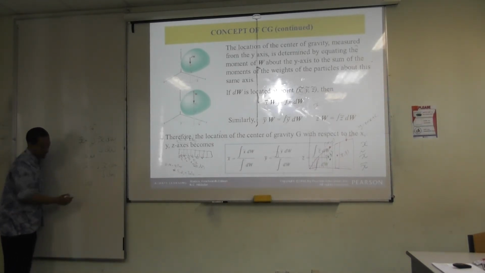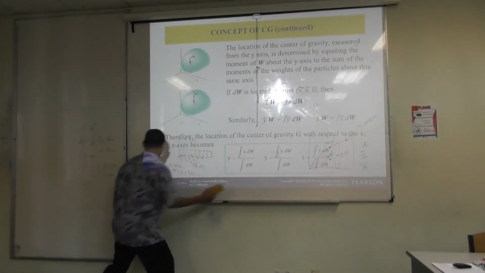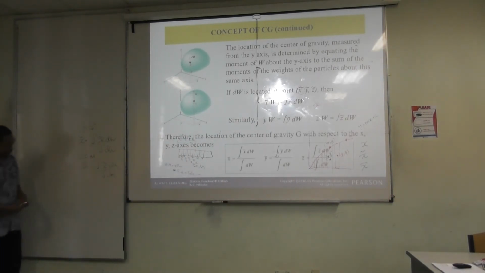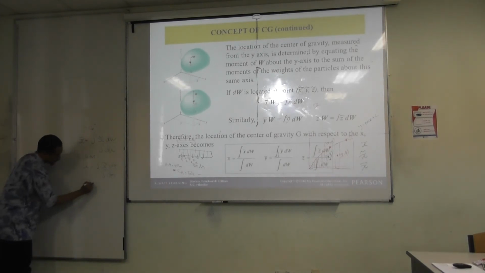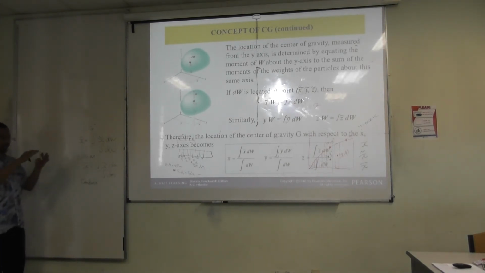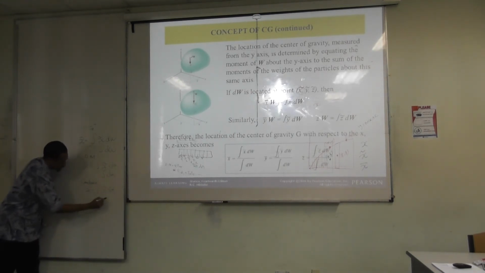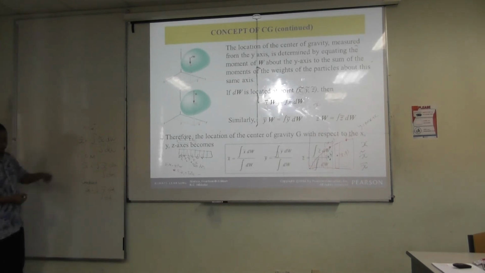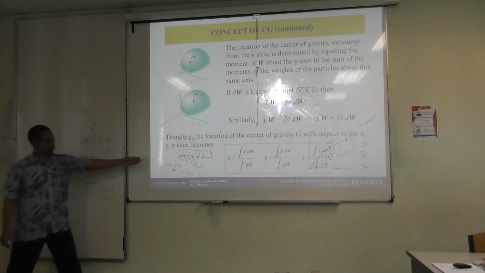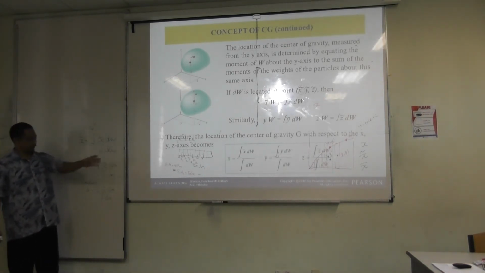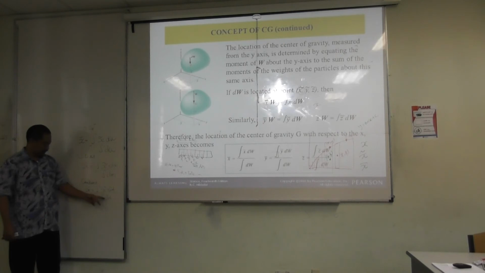Another one is centroid. Centroid is basically the center of a shape, either area or volume. So if you consider area, x bar equals the integration of x dA over the integration of dA. So you understand the trend, right? If we talk about gravity, each of the force is weight. If we talk about mass, it's mass. If we talk about area, it's area. If we talk about volume, it's volume. But the concept goes back.